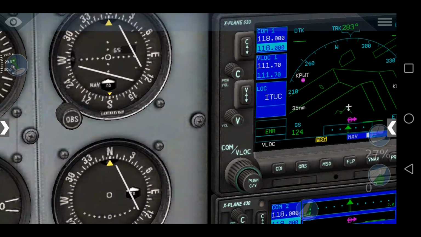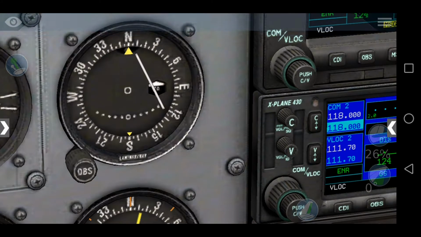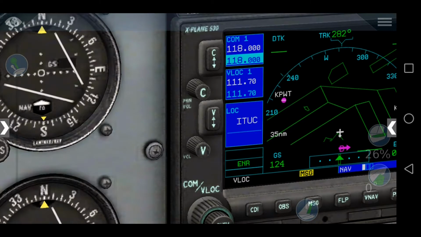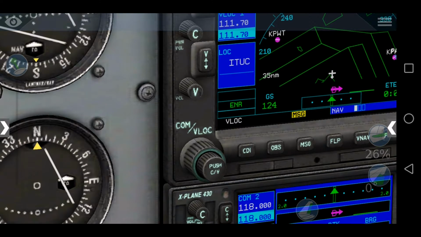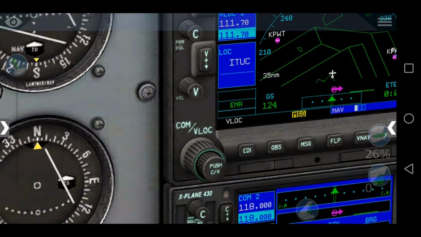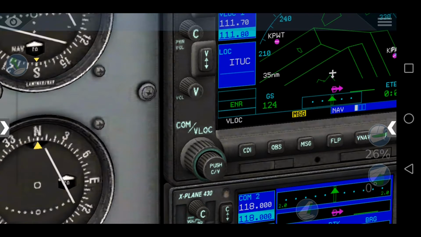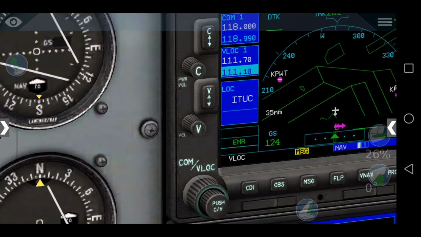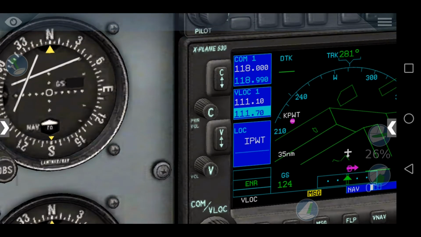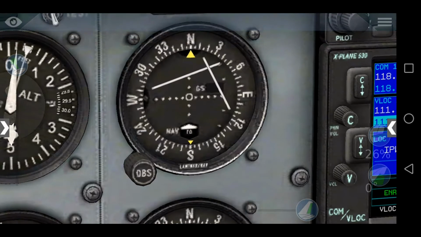So now that we've passed our NDB, I'm going to enter the ILS Approach for Bremerton Airport, runway 20. The frequency, as I mentioned, is 111.10. There we go. And then I'll just activate it. And notice the course deviation indicator, both needles moving.